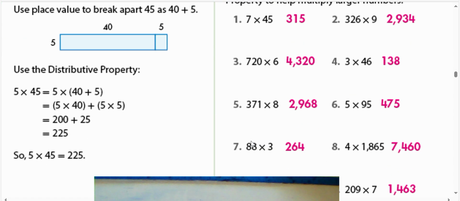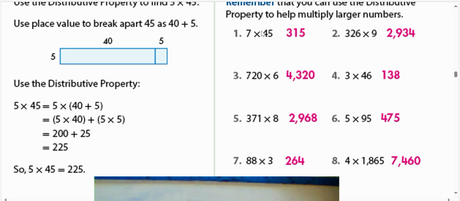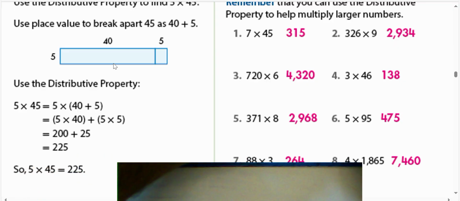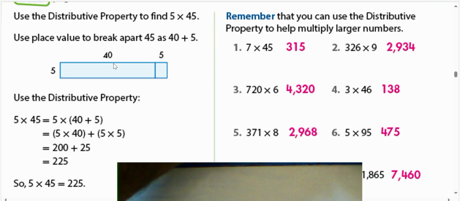Next page. Let's get about product. This number, 7 times 45. Okay, we can also use this strategy, break part strategy. You can use mathematical or place value like this. 5 times 45, we can write 5 here, for 45, and then 5 times 40, also 5 times 5, and then add it together.